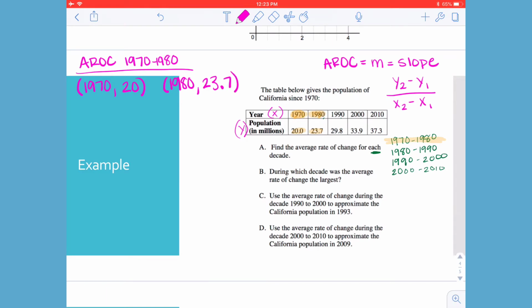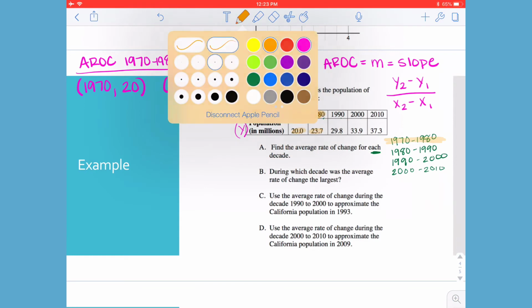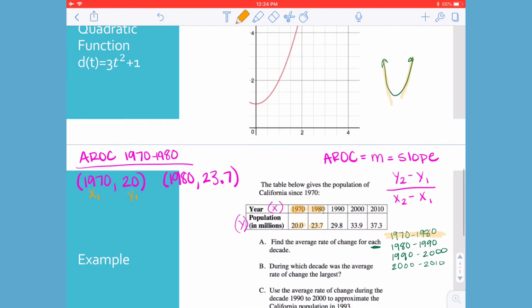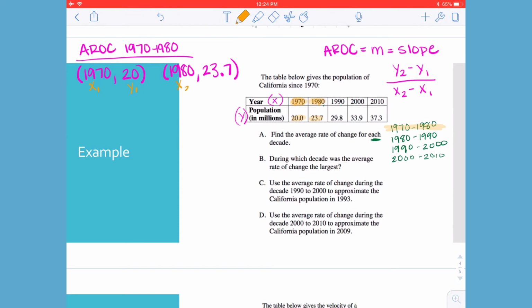And so it doesn't matter how we label these. The key to remember is that once you label one value, so if I choose to label this x sub 1, its corresponding value must have the same sub value. So it would have to be y sub 1. If I wanted to call 1970 x sub 2, then I could call the value 20 y sub 2. So x1, y1, and then x2, y2. You notice the sub value is just trying to differentiate between my different points.